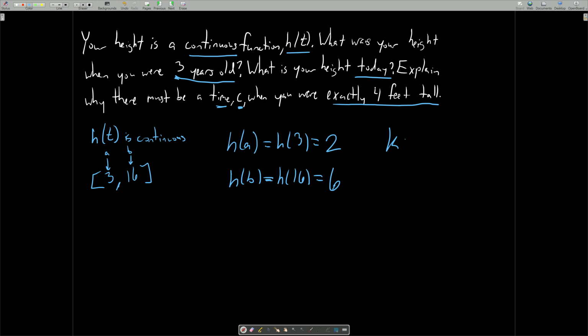Your k is going to be this final value here. This time c is what you're trying to find, when you're exactly 4 feet tall. So you have to use this information to prove that there is a time c when you were 4 feet tall, right? So k, which is 4, is between 2 and 6. So you write that down.